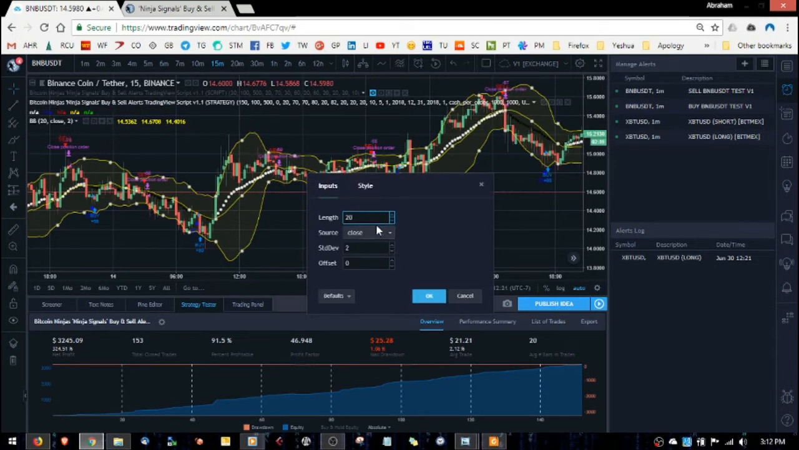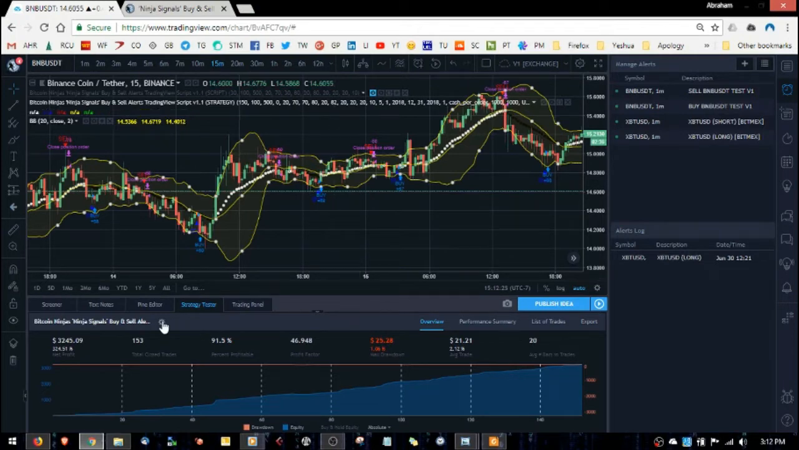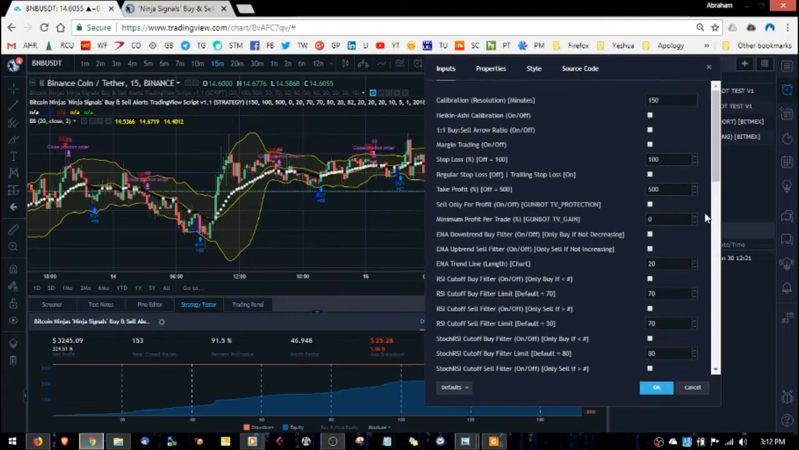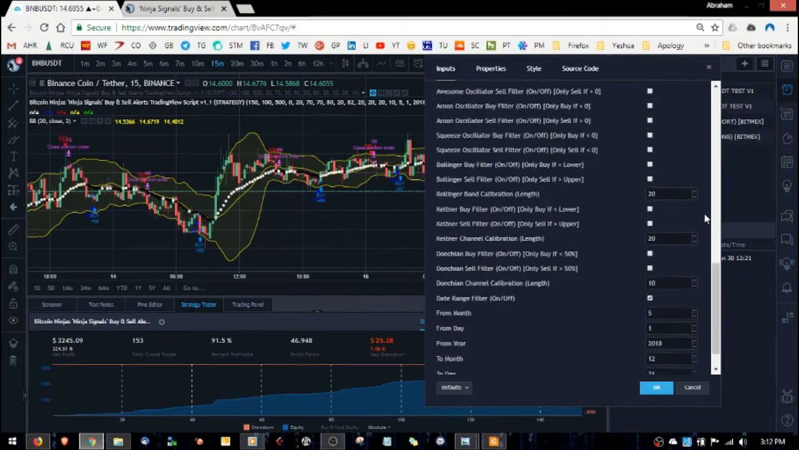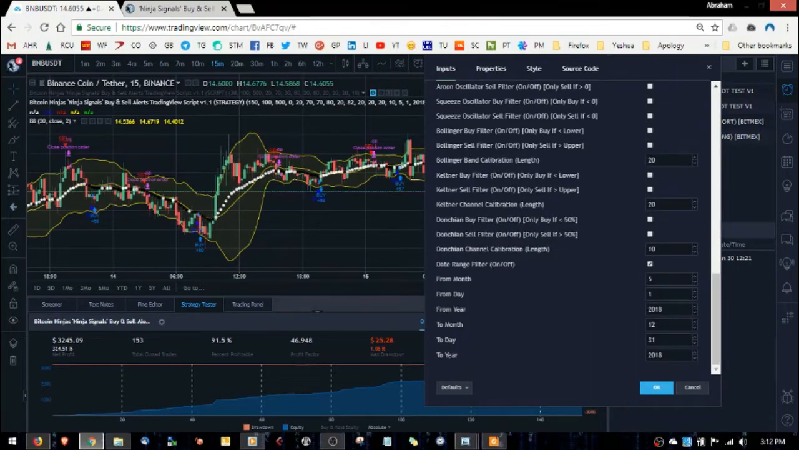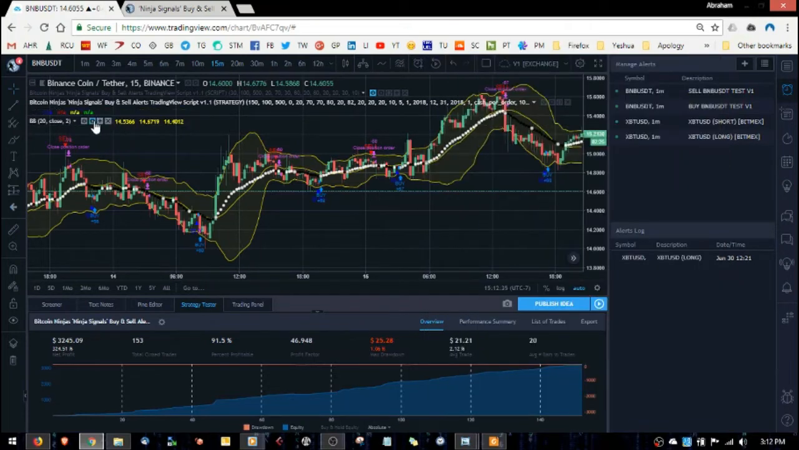If you click the settings there, you can see adjustable portions of the Bollinger Band filter. And we see here that the length is currently set to 20 for the Bollinger Band calibration. So we can now loosen out the bands. I'll show you what happens when we do that.